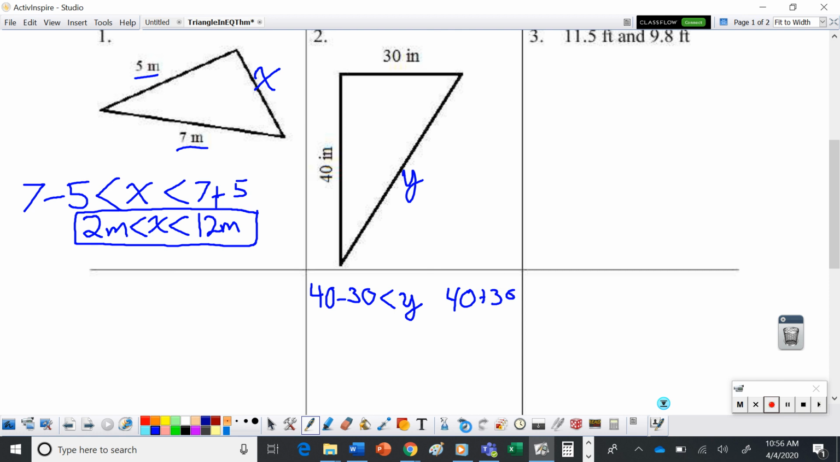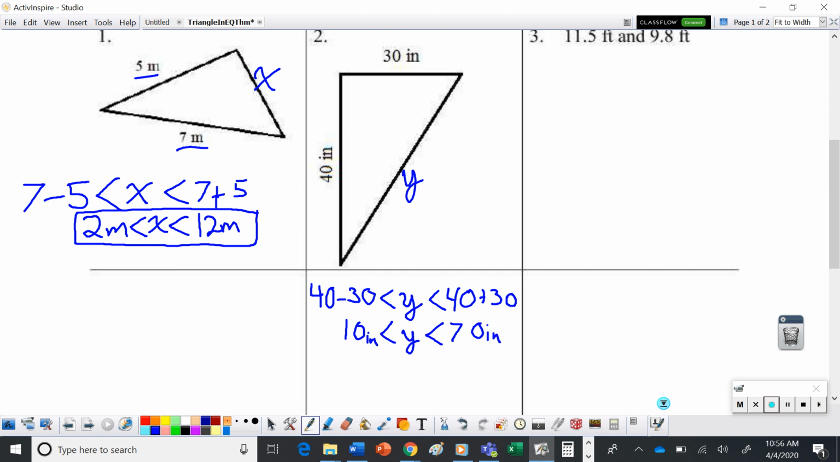that has to be greater than that third side y. So we simplify the two sides that we can. 40 minus 30 is 10, which has to be less than y, which has to be less than 40 plus 30, which is 70. And this time it's inches.